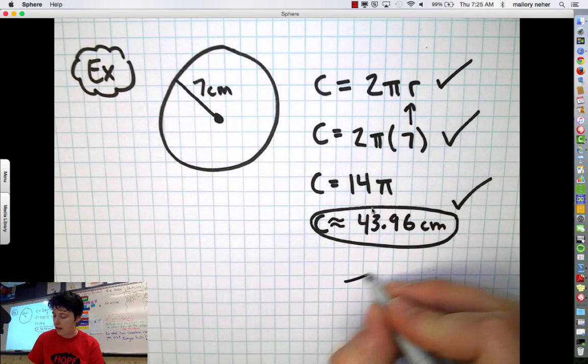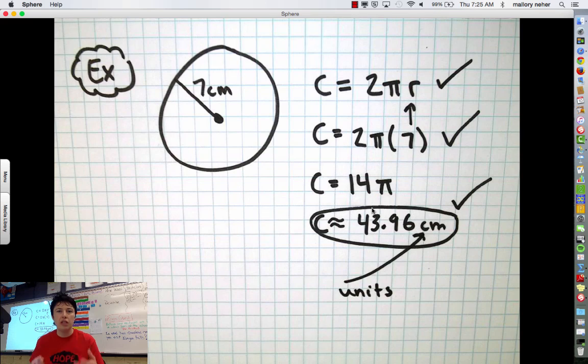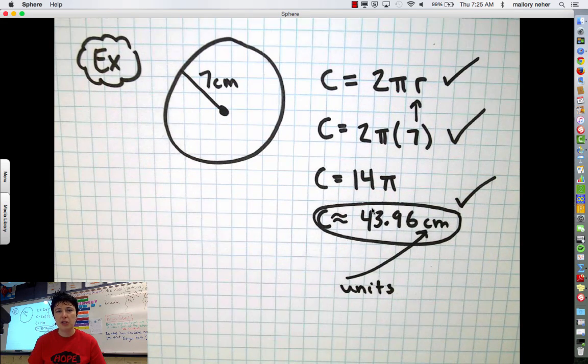And do not forget your units. It's going to be feet or inches or centimeters. You have to pay attention to what the units are in this problem. All right, so that's an introduction to circumference.